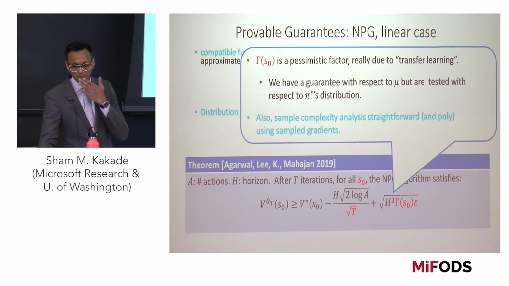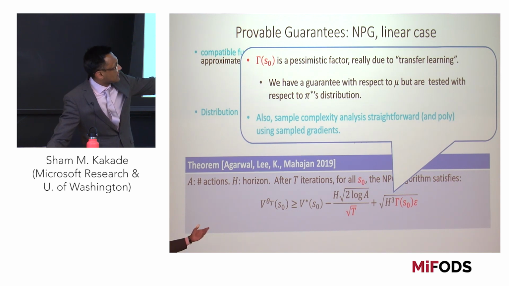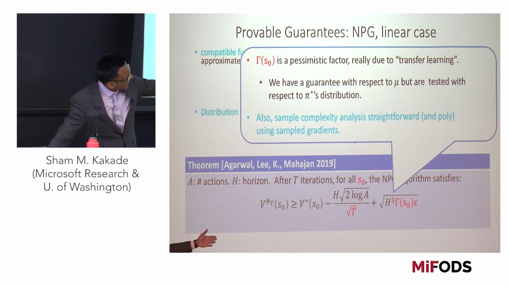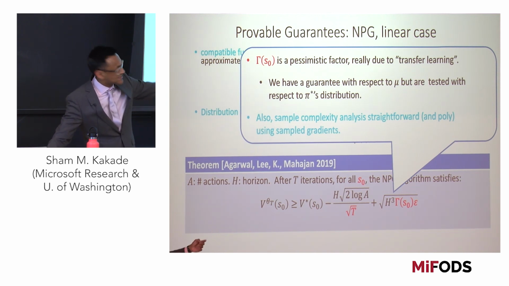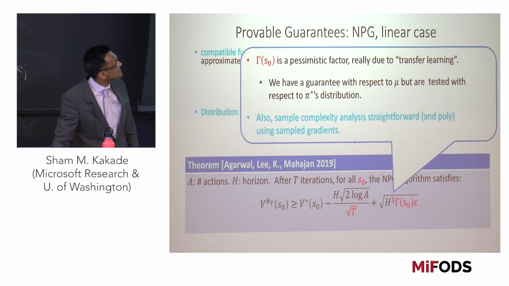Okay, and I'll also mention that, again, this is with exact gradients, but here the sample complexity analysis is straightforward because it's easy to get Monte Carlo estimates of these gradients and include the sample complexity, which is polynomial in epsilon and h. So it's pretty straightforward to get the sample complexity analysis. So questions about the linear function approximation case?